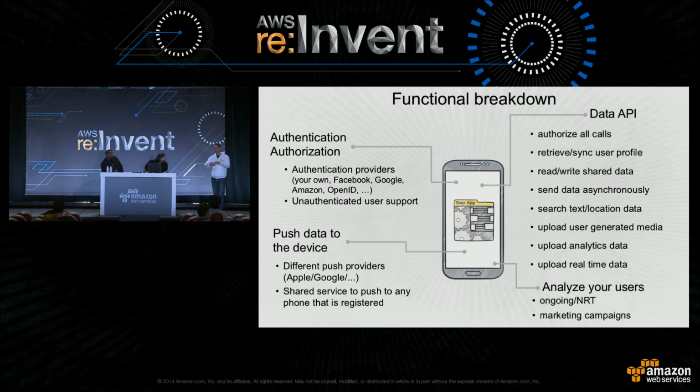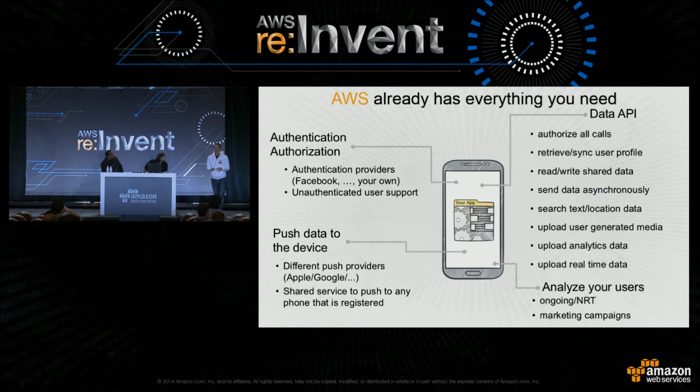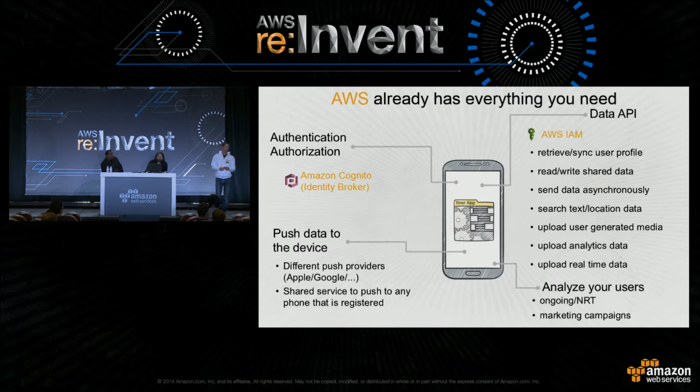So if you look at all these functions, AWS has almost everything which is on the slide. So for the authentication and authorization, we have Amazon Cognito. There was a cool session yesterday about this. For authorizing the calls, this is already implemented on our side, so IAM will do this for you. You just have to configure it correctly. For synchronizing and storing user profile data, you can use Cognito as well. There's a sync store part as well integrated. If you want to have shared user data, you could directly use Amazon DynamoDB.